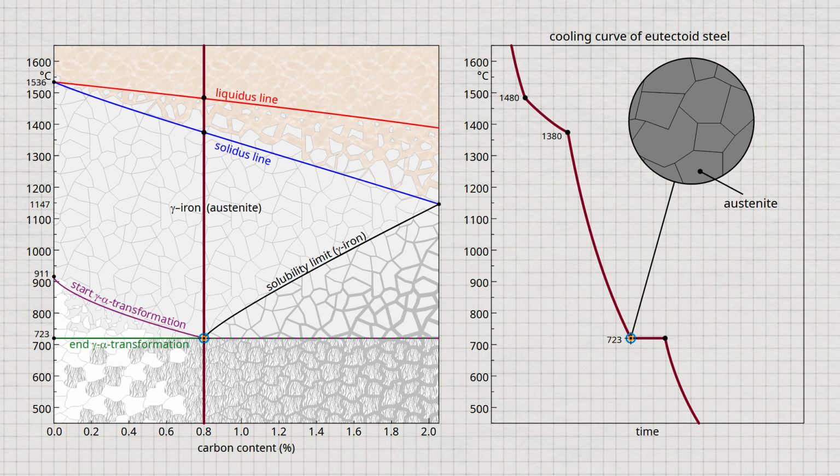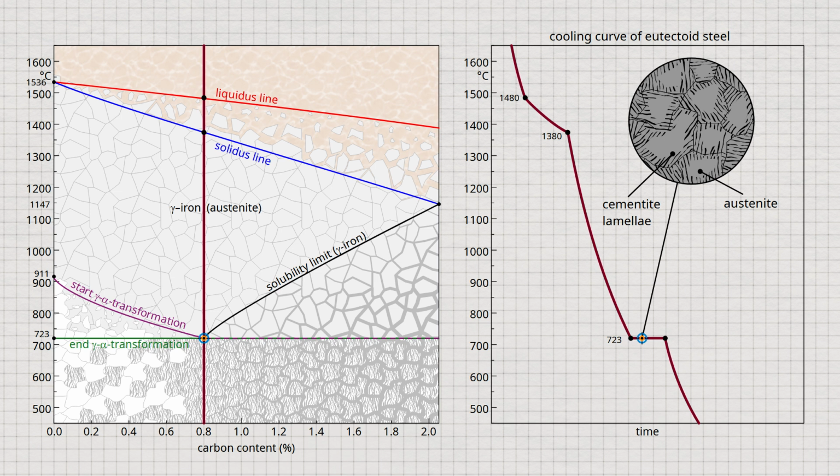The face-centered cubic lattice structure of austenite now begins to transform into the body-centered cubic lattice of ferrite. The carbon that is no longer soluble in the ferrite lattice is precipitated as cementite during this lattice transformation. Because the temperature is relatively low at 723 degrees Celsius, the precipitated atoms are slow and cannot travel long distances. They therefore precipitate directly from the lattice and accumulate in a lamellar structure.